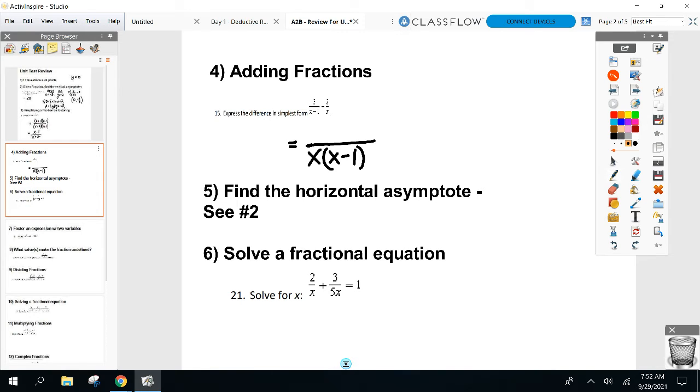All right, what do I have to multiply the first fraction by? Look at the denominator. Look at the common denominator. What's it missing? An x. So multiply the 3 by x and you get 3x. Everyone's with me so far? Okay, second fraction. Look at its denominator. Look at the common denominator. What's it missing? X minus 1.